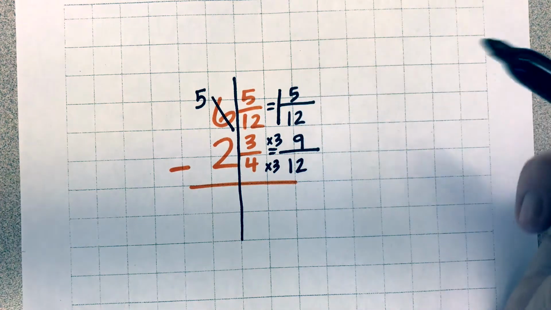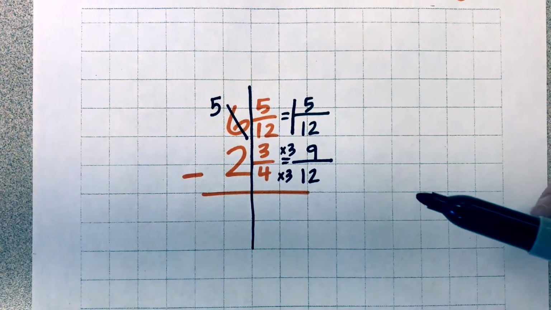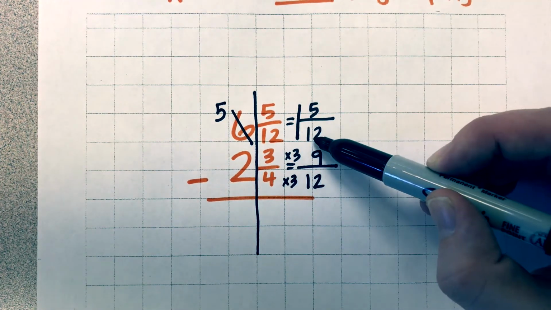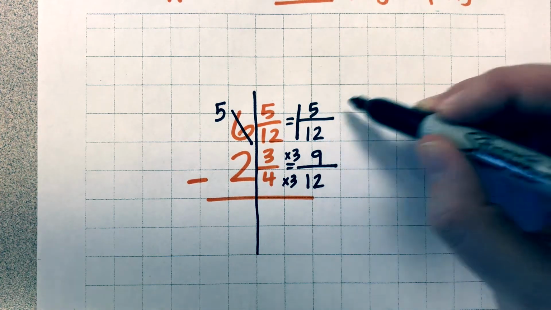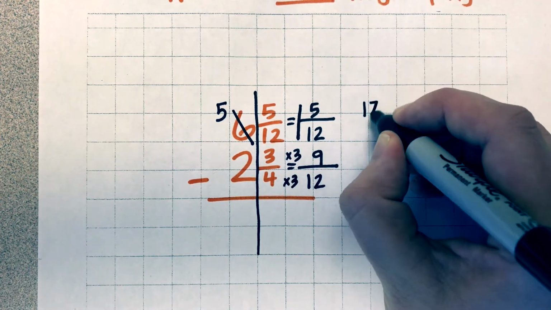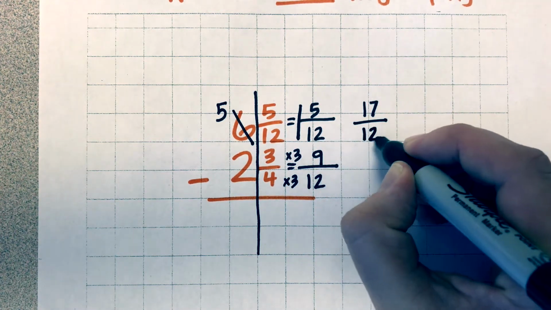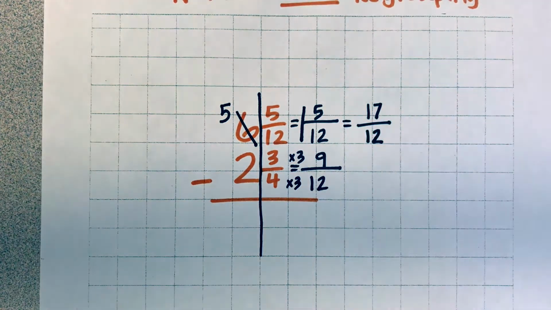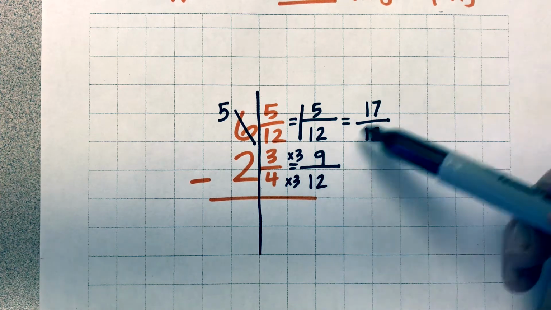We have to turn this into an improper fraction. In order to turn that mixed number into an improper fraction, we go 1 times 12 is 12, and then 12 plus 5 is 17. 17 becomes our numerator. We bring over our old denominator, and now we have 17/12. So 1 and 5/12 is equal to 17/12. Now it will be easy to subtract.